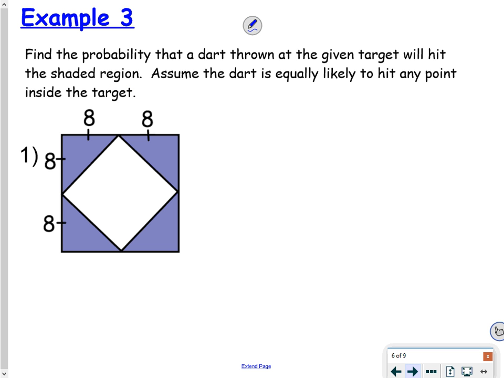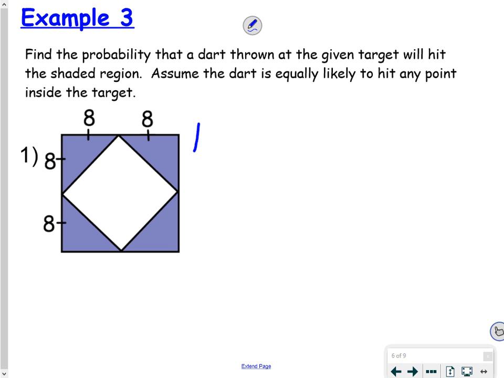Now we have 3 geometric probability problems. For these, it says find the probability that a dart thrown at the given target will hit the shaded region. There's a lot of assumptions taken into consideration. So we're going to assume that the dart is equally likely to hit any point inside the target. So we're saying we're good enough to hit this square, but we want to figure out the probability that it lands in the shaded region.